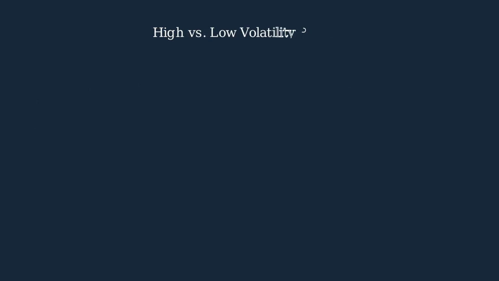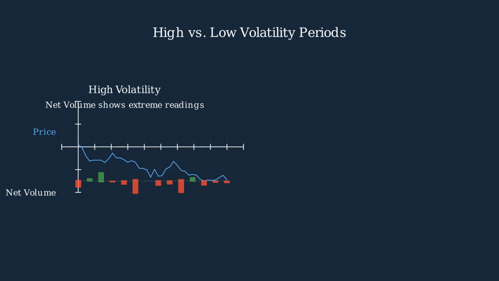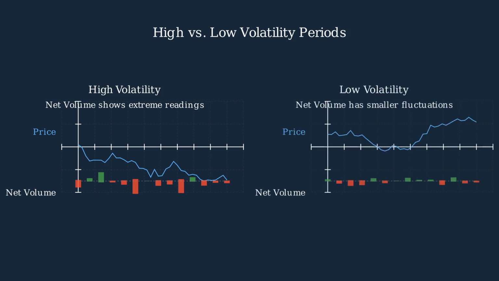Market volatility also significantly impacts how we interpret net volume signals. During high volatility periods, net volume readings tend to be extreme, with larger swings in both directions. These signals can be more dramatic, but may also generate more false signals. Low volatility periods display much smaller net volume fluctuations. Here, even modest changes in net volume can be significant, requiring closer attention to smaller movements.